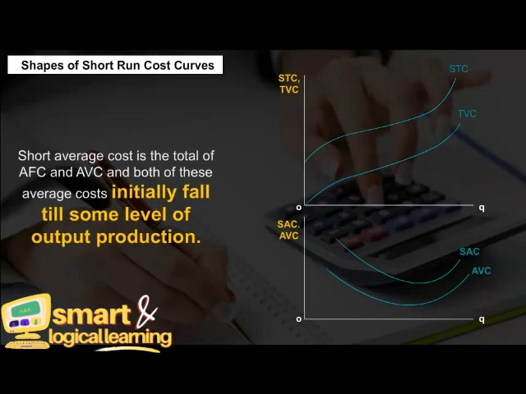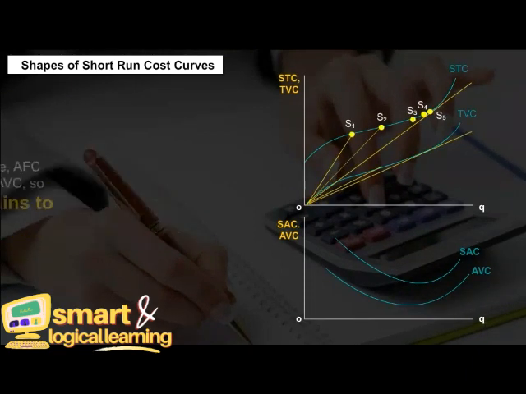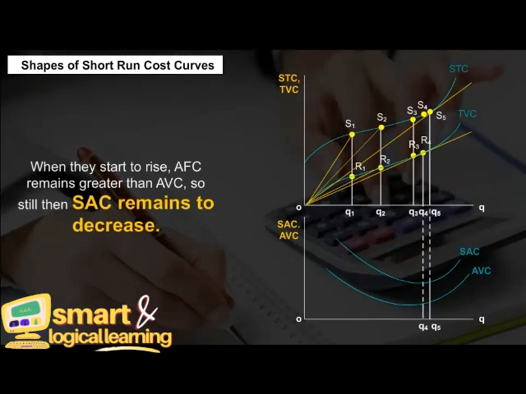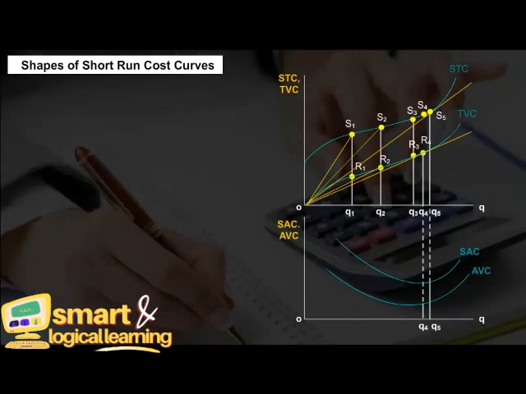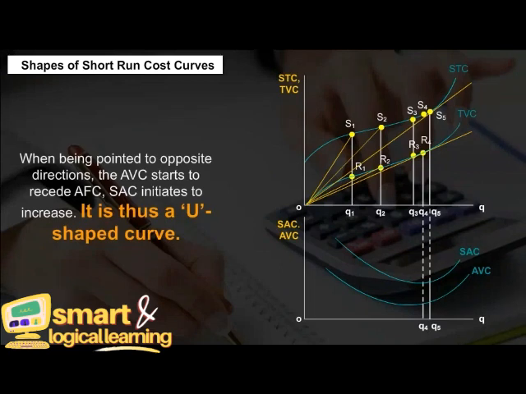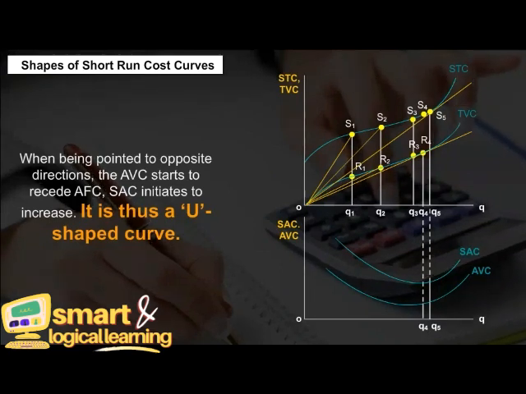till some level of output. When AVC starts to rise, AFC remains greater than AVC, so still SAC continues to decrease. When they move in opposite directions, and AVC's rise outweighs the fall in AFC, SAC initiates to increase. It is thus a U-shaped curve.